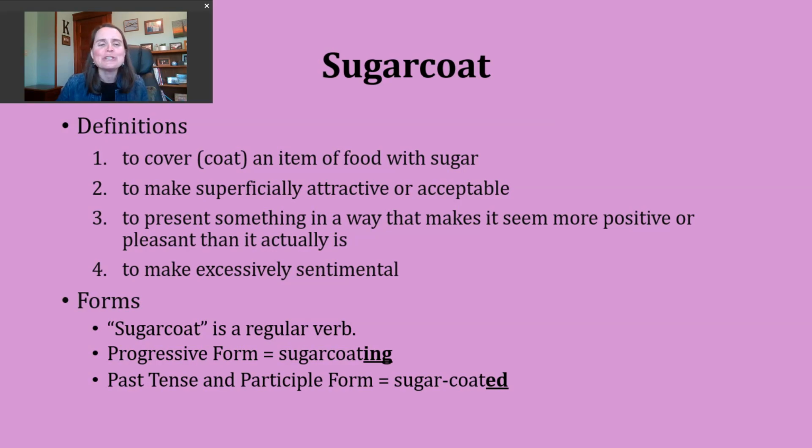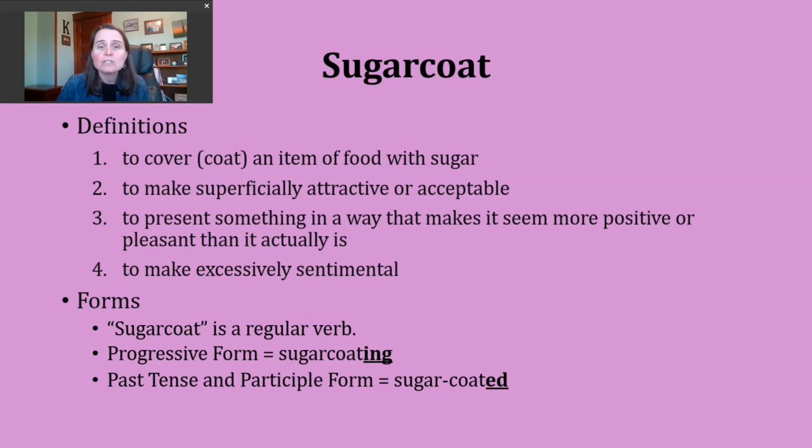For now, you should know that sugarcoat is a regular verb. If you want to make the progressive form of this verb, we're going to add an ing, and that forms sugarcoating. The past tense and the participle form of our verb can be made by adding ed, but we have a small change in the presentation of the word. You're going to notice a hyphen between sugar and coat here before we add that ed ending.